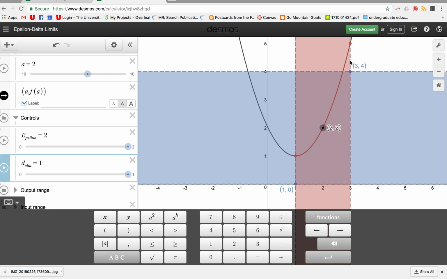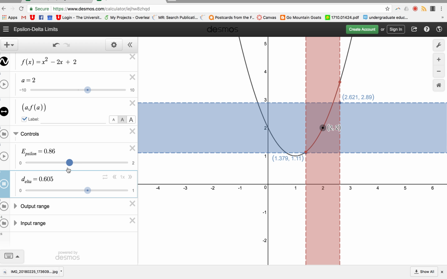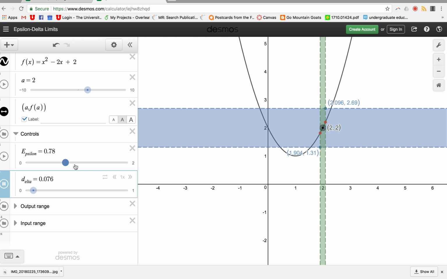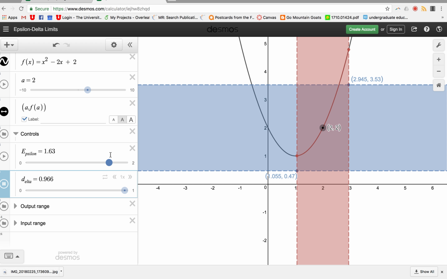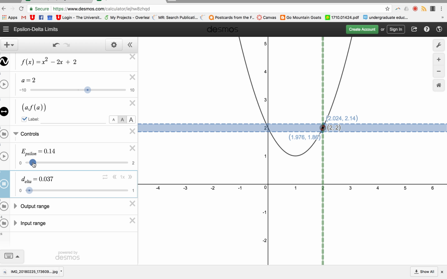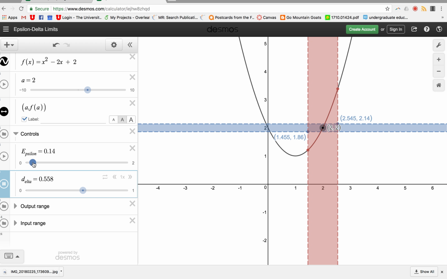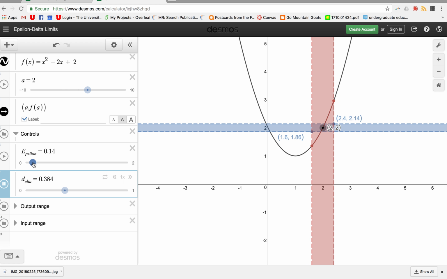And as this is going, I can decrease it, try to erase it if I want. But I hope what I've convinced you is that no matter how small I make my epsilon, so epsilon is what I'm moving right now, that's the up and down, no matter how small I make this vertical range, if it's continuous, you can always get close enough in that horizontal range so that we stay within this strip.